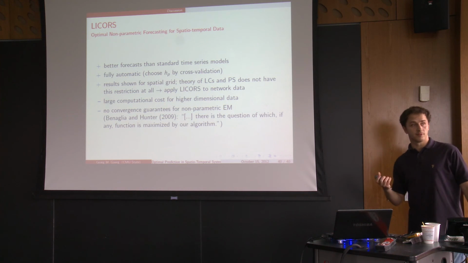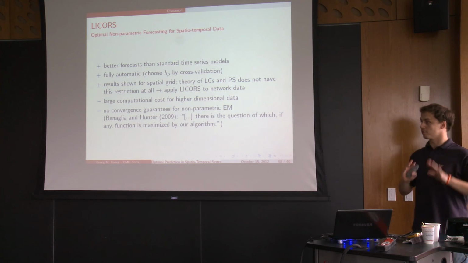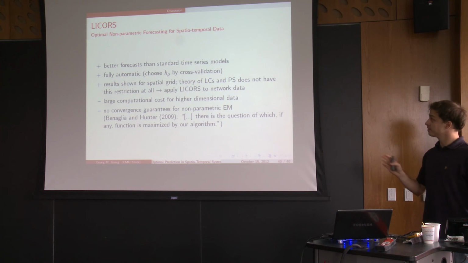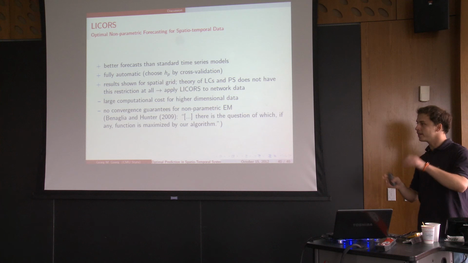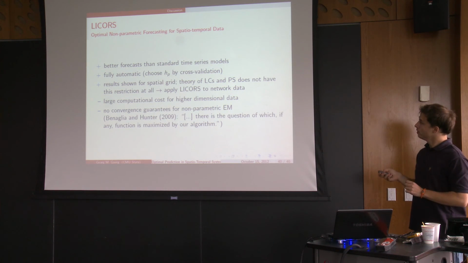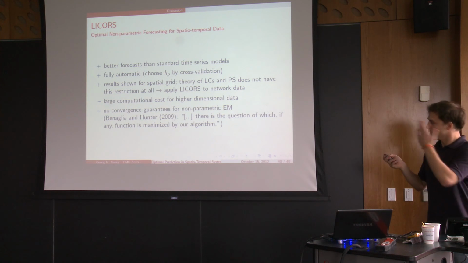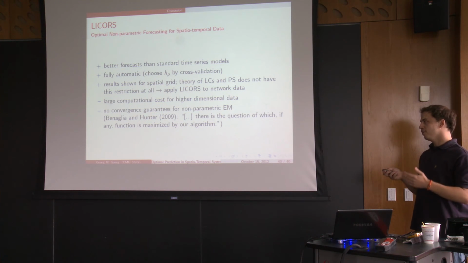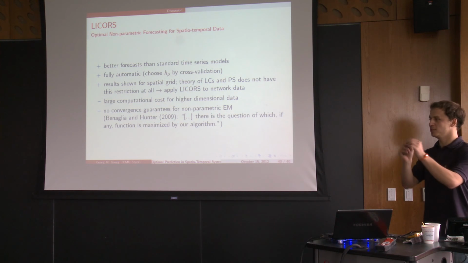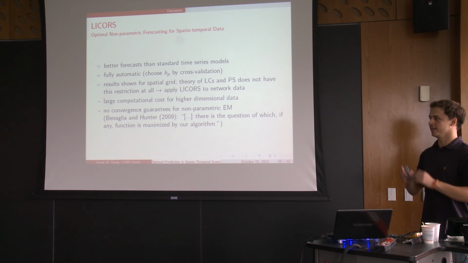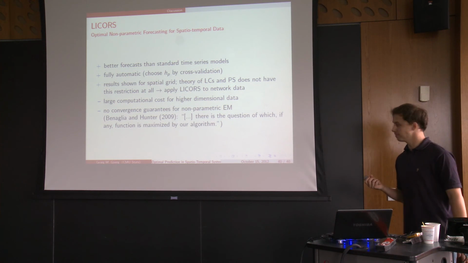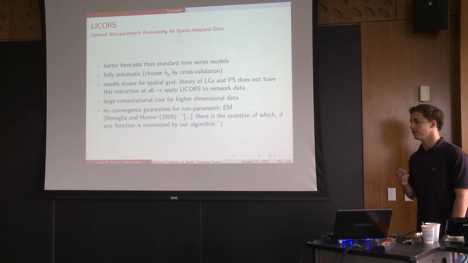I showed you the results for these nice spatial grids and videos, but nothing about light cones or predictive states requires this perfect grid. I can do it on any network. Nodes that have an influence on the current node. So you can apply it to network data. Of course, you have the computational cost because you have to do it for each point. So you are limited in the systems you can study. And you have no convergence rates, no convergence guarantees for non-parametric EM.